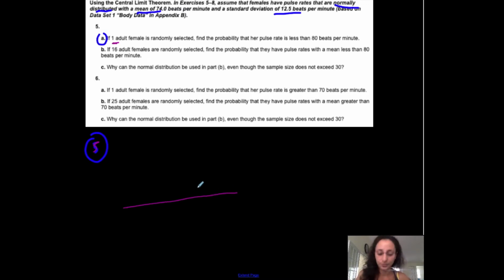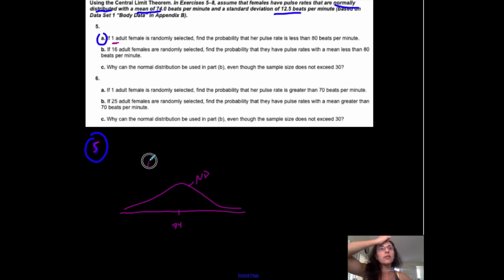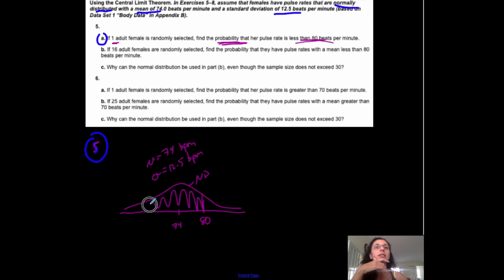So, okay, I can actually go straight to my curve. This is a normal distribution curve, which is good. The center is 74, right? The mean, 74. The standard deviation is 12.5 beats per minute, BPM. Find the probability that her pulse rate is less than 80 beats per minute. Here's 80, less is to the left. Find the area under the curve, right? Probability that this person had less than 80 beats per minute as their heart rate.